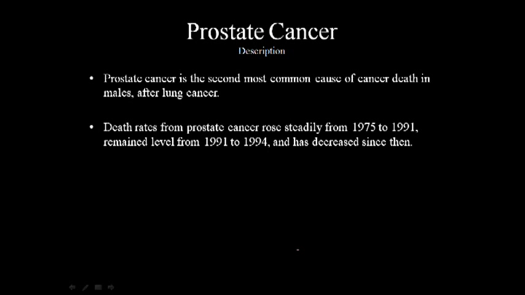Prostate cancer is the second most common cause of cancer death in males after lung cancer. So we see that prostate cancer is one of the most diagnosed cancers in males, but it doesn't result in as many deaths as lung cancer. Death rates from prostate cancer rose steadily from 1975 to 1991, then remained level from 1991 to 1994, and have decreased since then. So prostate cancer deaths are actually decreasing, and we have to imagine that that's simply due to the effects of modern medicine.